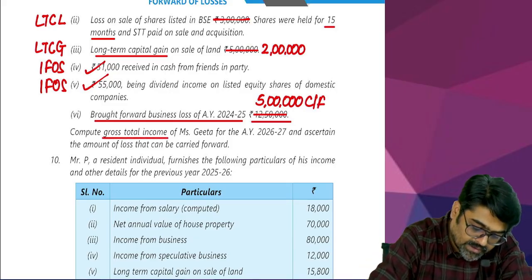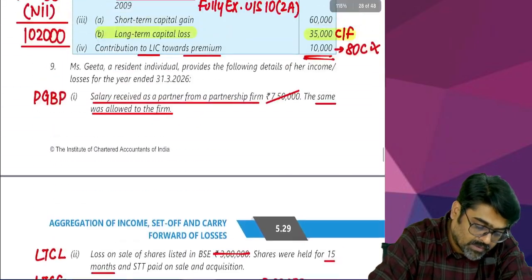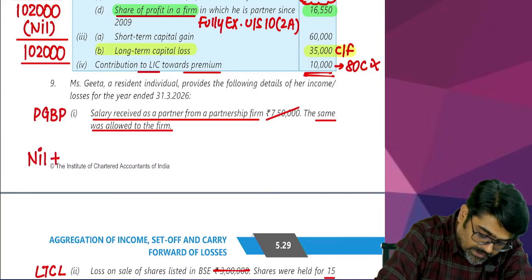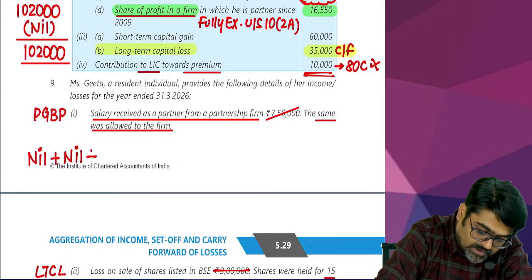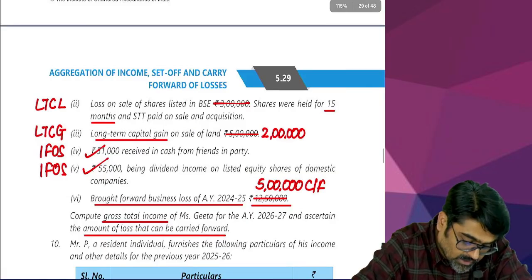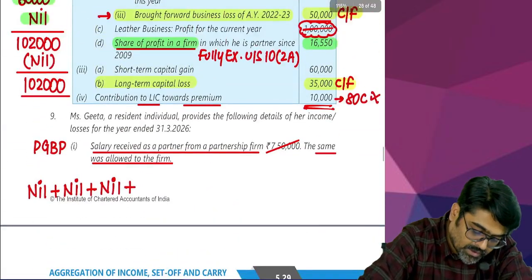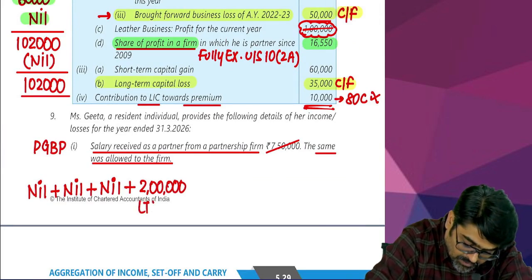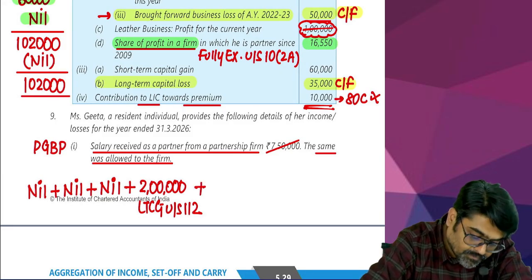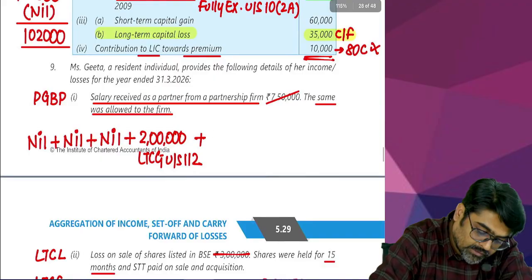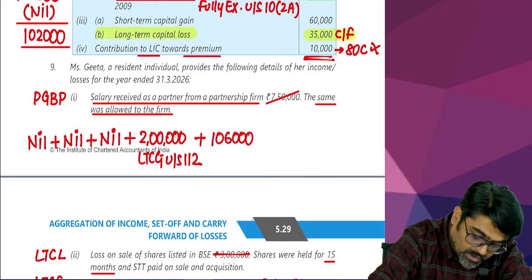Compute the gross total income and ascertain the amount of losses that can be carried forward. Come on, tell me. First one. Income from salary: nil. Income from house property: nil. Income from PGBP was there, but that also became nil. Yes or no? Capital gain, you have or you don't have? Yes. You still have capital gain of 2 lakh rupees. And that entire 2 lakh is your long-term capital gain under section 112. Yes or no? Next one. Dividend and gift. Total is 1,06,000. This is your IFOS income.